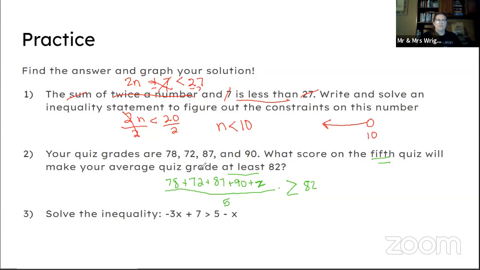Okay, so I'm going to simplify what I can. In order to do that, I pull out my handy dandy calculator and I'm going to add up the numbers, the constants that I have in this equation. So 78 plus 72 plus 87 plus 90. So I got 327 plus Z divided by 5 is going to be greater than or equal to 82.